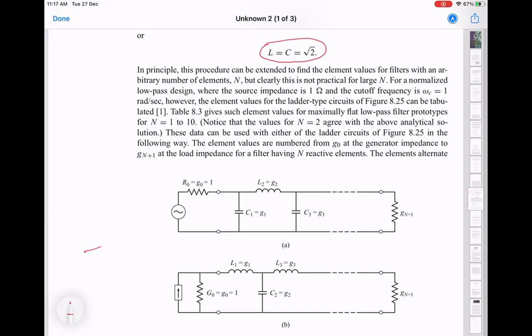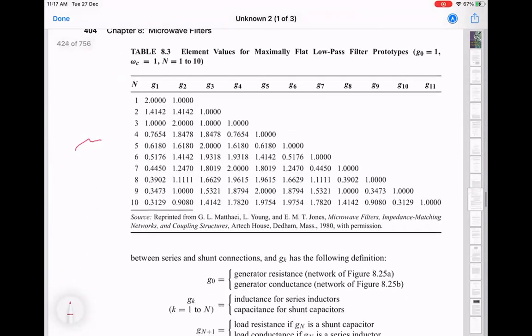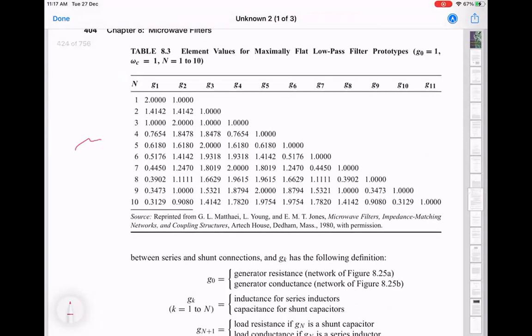And then the last value is the load, which again, in most typical cases will be equal to G0. And then you have these G1, G2, G3, which gives you the values of the capacitance and inductance. So one gets a table like this, which allows you to now construct. So these are for maximally flat low-pass filters with G0 equal to 1, omega C equal to 1, and N going from 1 to 10.